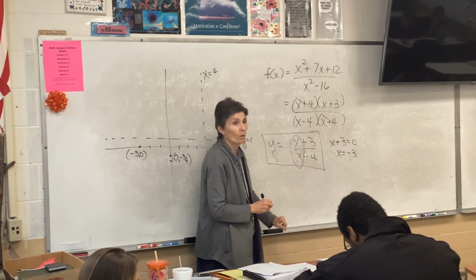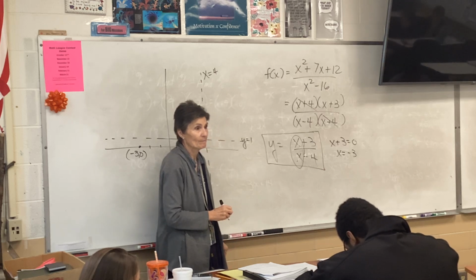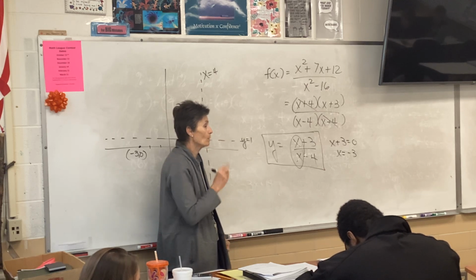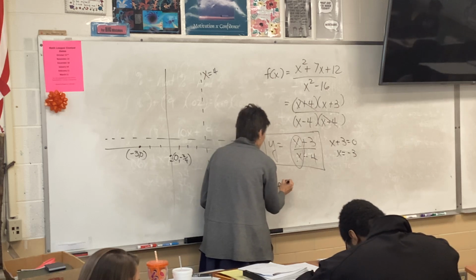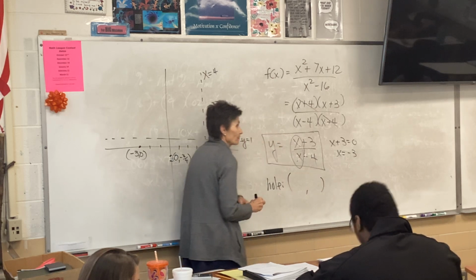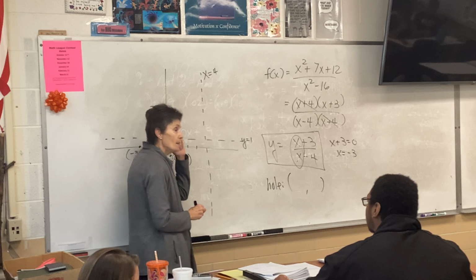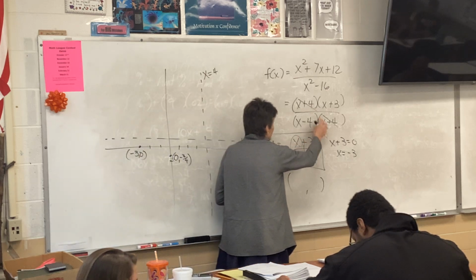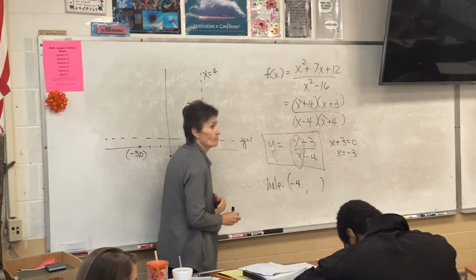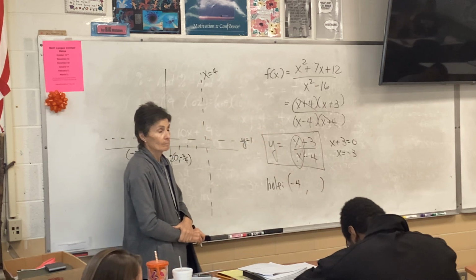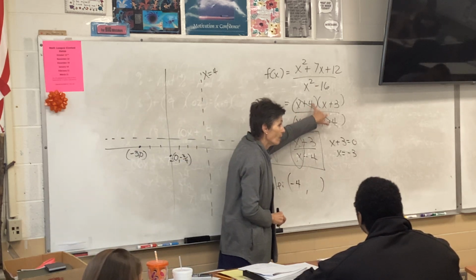You got everything but one thing. What do we not have in here? The hole. It's easy to forget. Remember, the minute you cancel, you are going to have a hole in your picture. And the x coordinate of the hole will be -4, because that's what you canceled out.